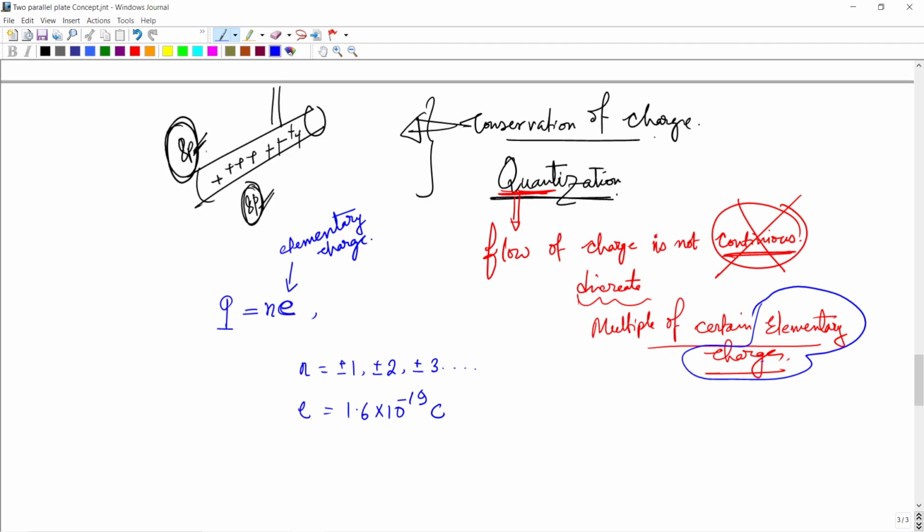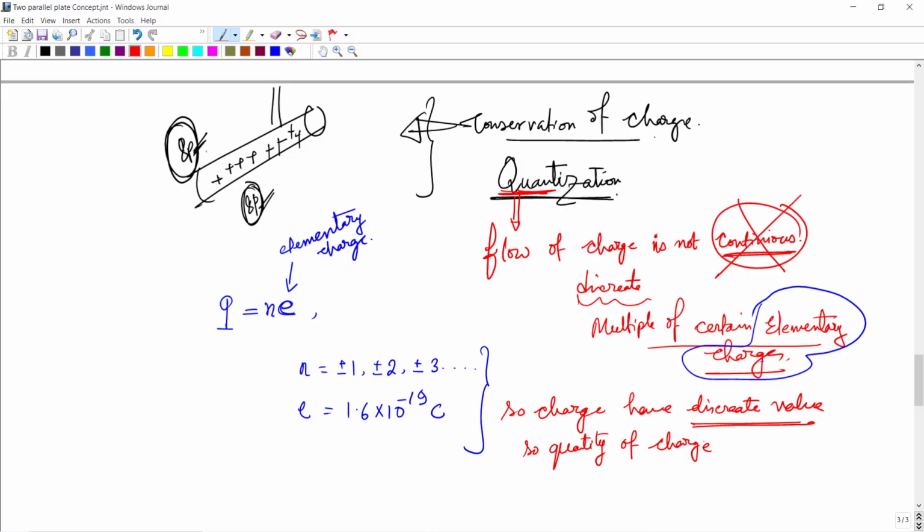So charge has only discrete values, which is why charge is quantized. The quantity of charge is quantized.